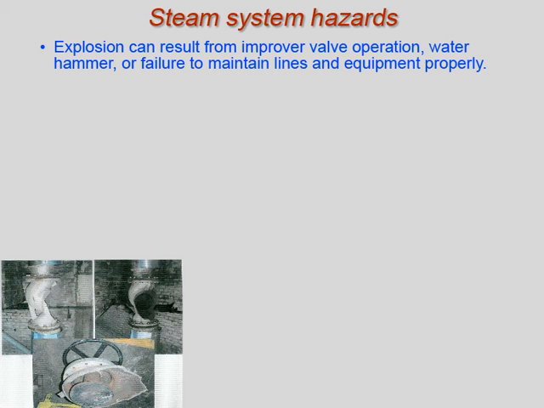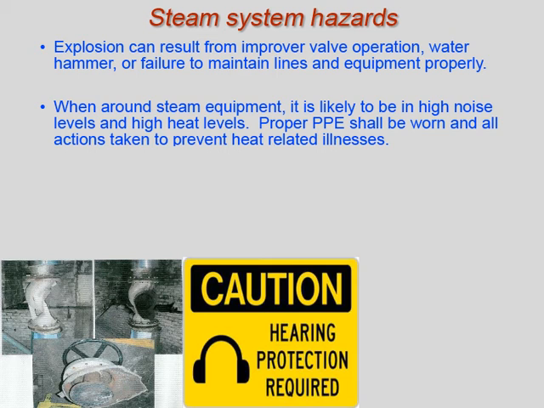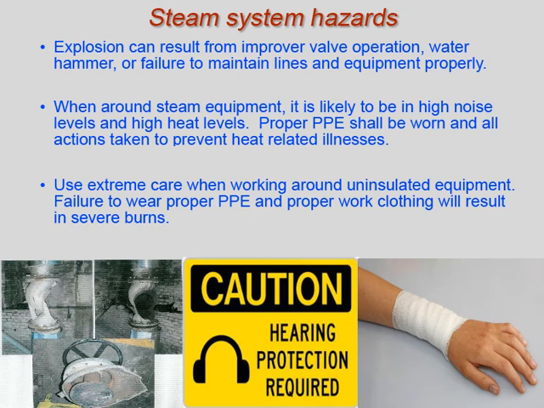When operating around steam generation and steam-powered equipment, it is likely to be in high noise levels and high heat levels. Proper PPE shall be worn in all actions taken to prevent heat-related illnesses. Steam system components that do not have insulation are very hot. Some components, such as steam traps, are purposely not insulated in order for them to operate properly. Extreme care shall be taken when working around uninsulated equipment. Failure to wear proper PPE and appropriate work clothing will result in severe burns.